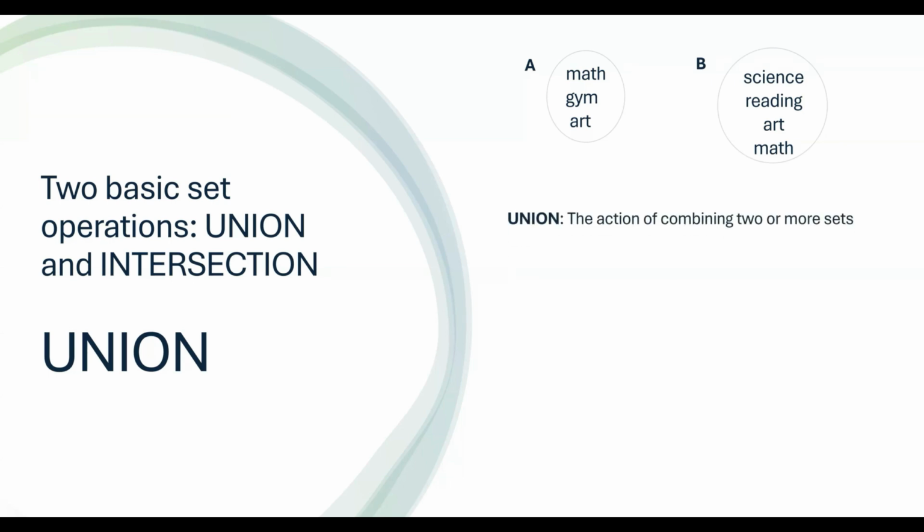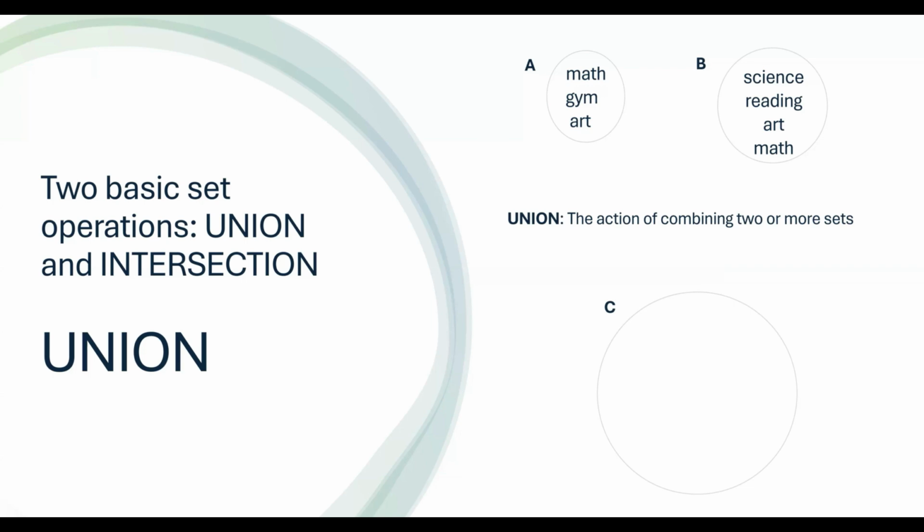Union is the action of combining 2 or more sets. In this case, a very simple case, you have 2 sets. Now, we'll see how we combine these 2 into a bigger set. All right, so we're going to create a set C, which is the union of set A and B.